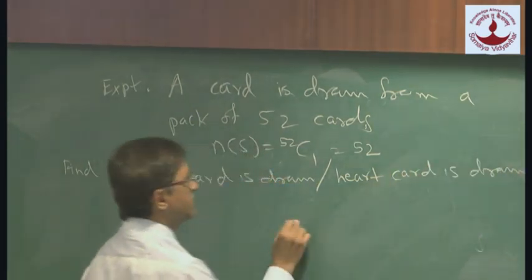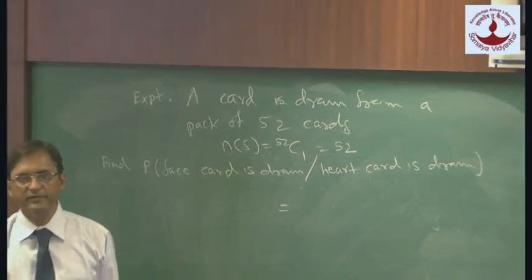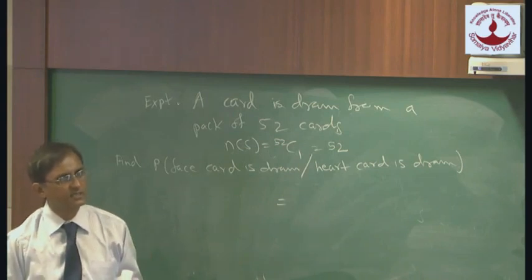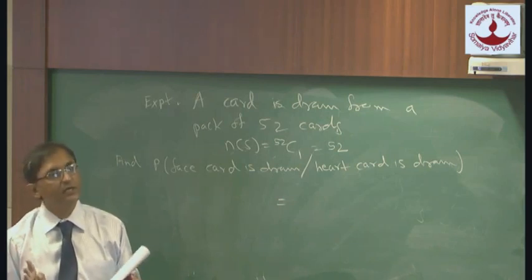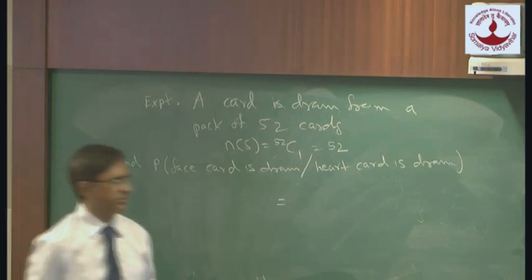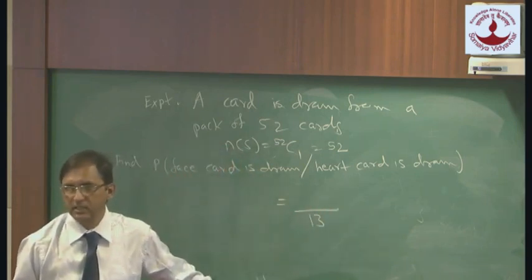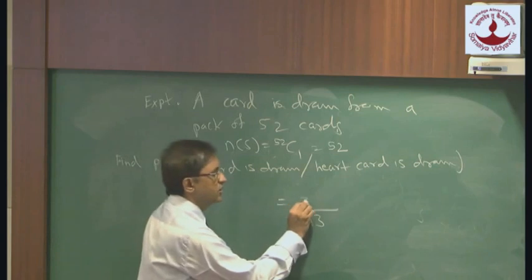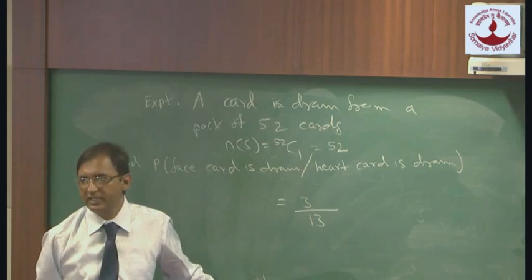Logically it's very simple. You are given that a heart card is drawn, so we will not consider all 52 cards. Our sample space reduces to only heart cards. There are 13 heart cards, so our sample space reduces to only 13 cards. Such a sample space is known as a reduced sample space or truncated sample space. So the total number of outcomes will be 13. Now in these 13 heart cards, how many are face cards? There are 3 face cards. So the probability is 3 by 13. This is known as conditional probability.